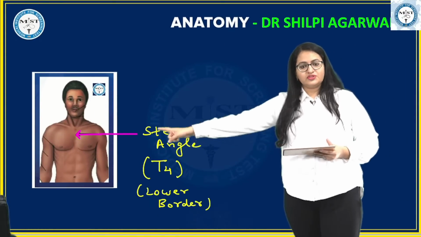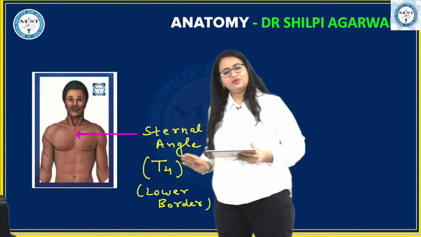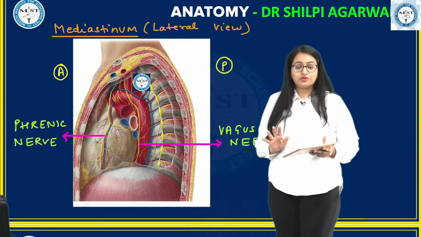Sternal angle: this is the image showing the sternal angle. The vertebral level is T4 lower border. Now this image is very important for you to identify.